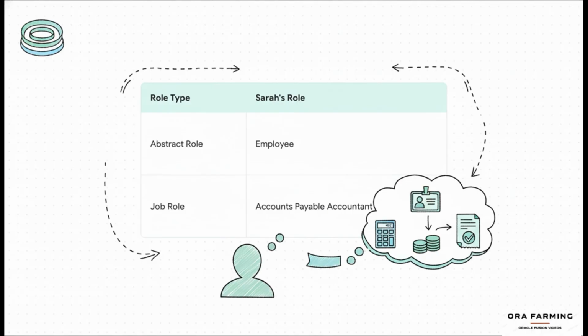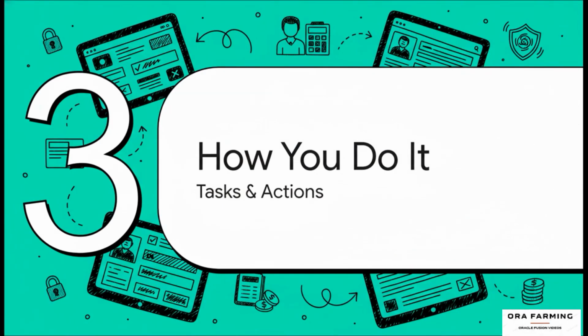So back to Sarah. We take her foundational employee role, and now we stack this right on top. Her job role is accounts payable accountant. See what happened? Instantly, the system sees her not just as a person in the directory, but as someone with a very specific business function. But hold on, accounts payable accountant, that's still a pretty broad term, isn't it? How does she actually do that job?